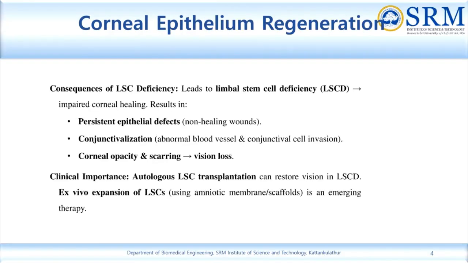The consequences of the limbal stem cell deficiency. When there is a limbal stem cell deficiency, there is impaired corneal healing, and this results in persistent epithelial defects, which is a non-healing wound. And there can also be conjunctivalization, which is the abnormal blood vessel and conjunctival cell invasion, and corneal opacity and scarring, which results in vision loss.